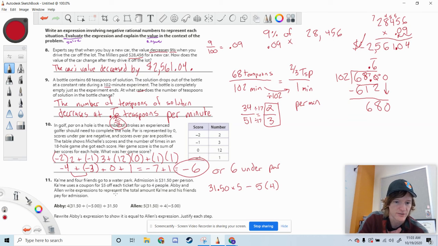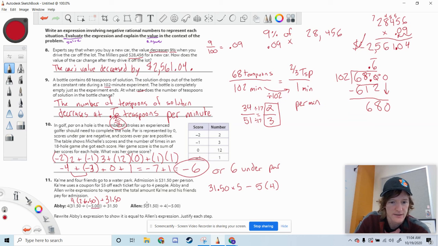Abby and Alan write expressions to represent the total amount Kame and his friends pay for admission. So we need to show that these two things are equal to each other. Rewrite the expression to show it is equal to Alan's expression. Let's see what we have here. This person, Abby, decided, well, for 4 of the tickets, I'm going to pay $31.50, but I'm also going to subtract $5 per ticket. So Abby says for 4 people, I'm paying $26.50. And then my 5th person is at $31.50. Do we see those? You see how she described her situation.